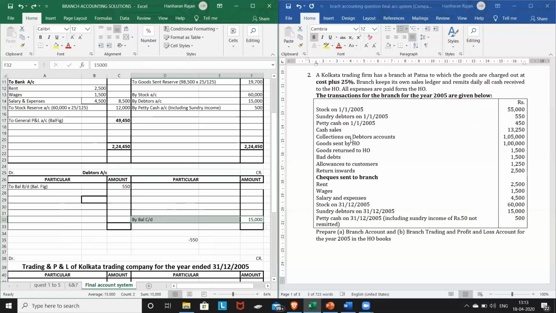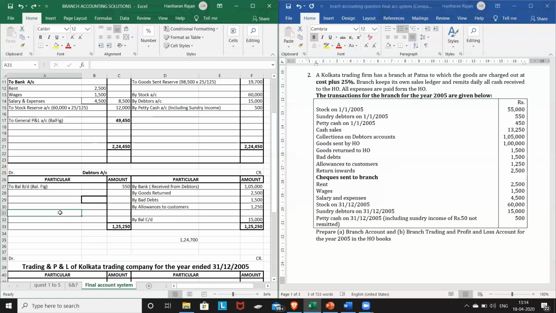And I'll put all this information together. That is, collection from debtors is 1,05,000. There is a bad debt 1,500, allowance to the customer 1,250, and return inward 2,500. So the total here is 1,25,250, and here it is 550. So obviously this side it is more. So highest amount both the sides. So there is a difference.